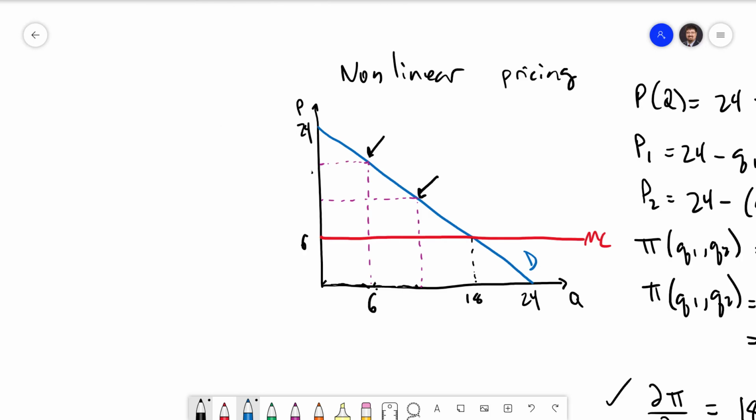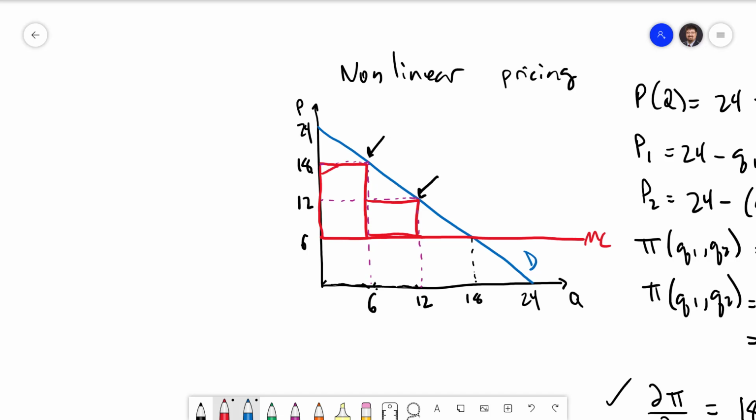The first 6 units are being sold at a price of 18. The next 6 units, so we're going to get to 12 there, are sold at a price of 12. We're going to make a profit of this box right here for the first 6 units, and then we're going to make an additional profit of this box right here for our next 6 units.